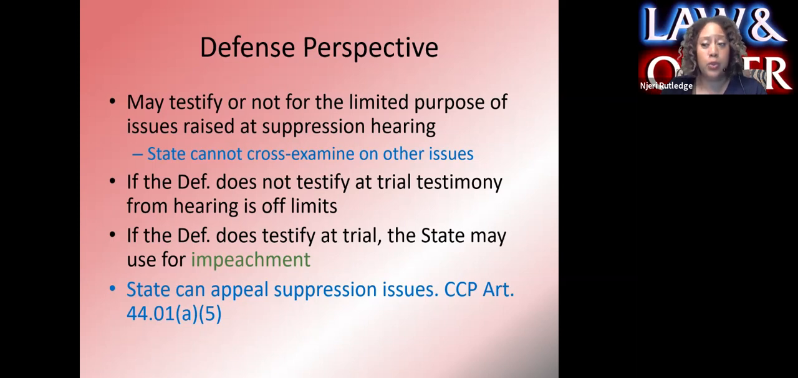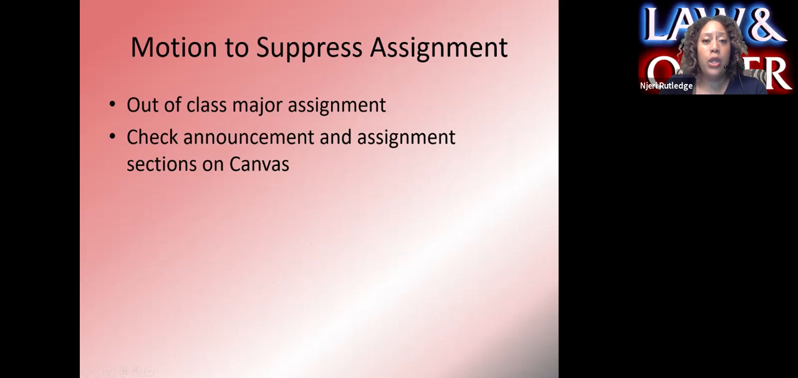The state is allowed to appeal suppression issues, which is very unique. Most of the time the state cannot appeal anything. Double jeopardy applies if your client is found not guilty. But one of the few areas the state can appeal would be if the court grants the motion to suppress. Now, you will have a motion to suppress assignment. This is one of your major writing assignments for the class. It is posted in Canvas, and we will give additional details about that as we go into part 2 in class, in our live Zoom class about pretrial motions.